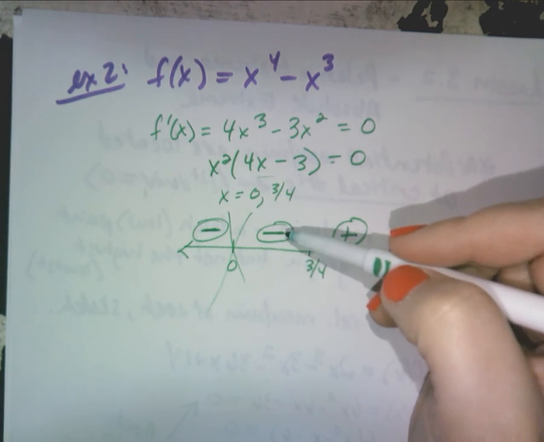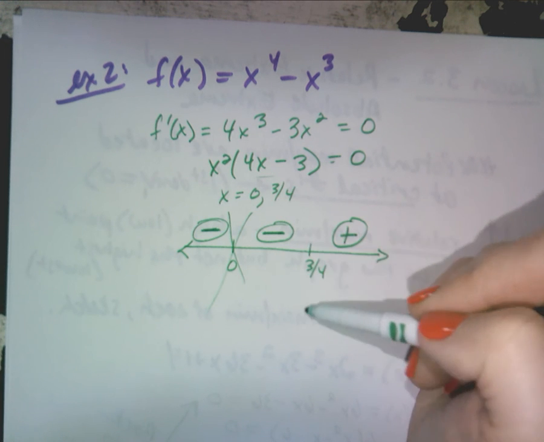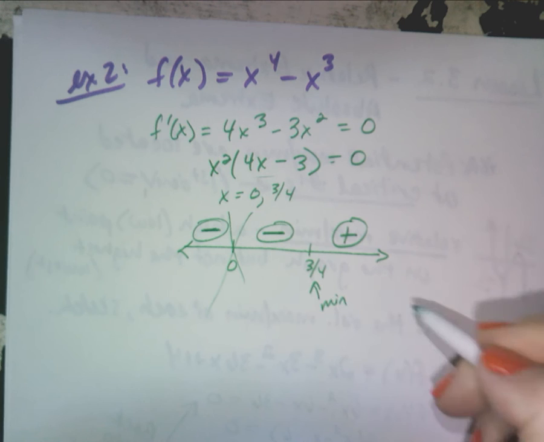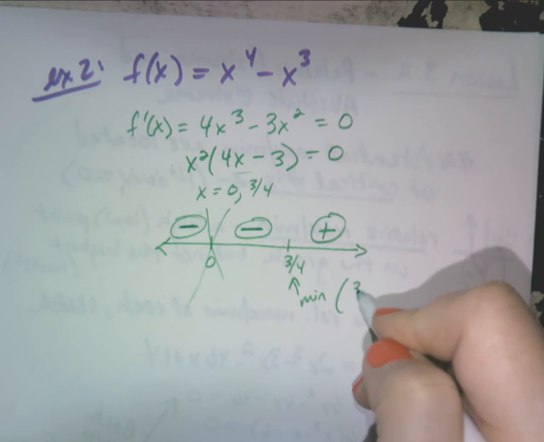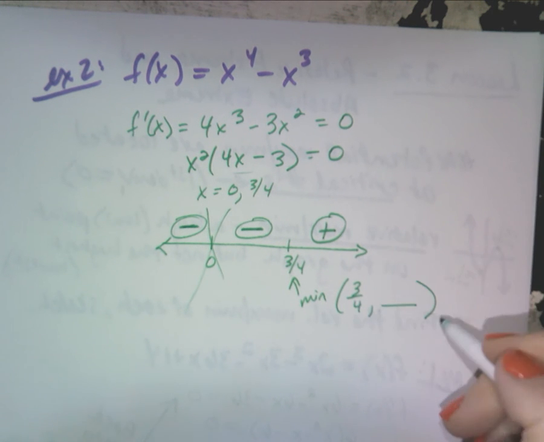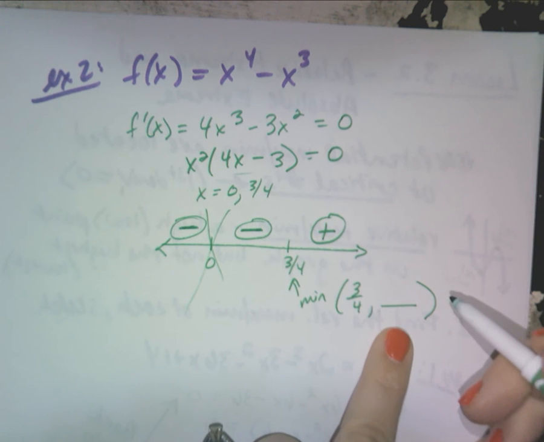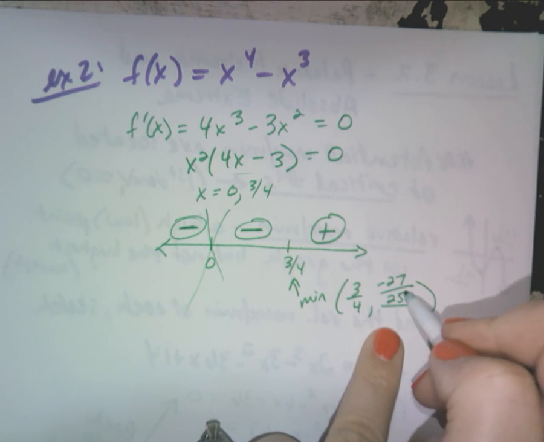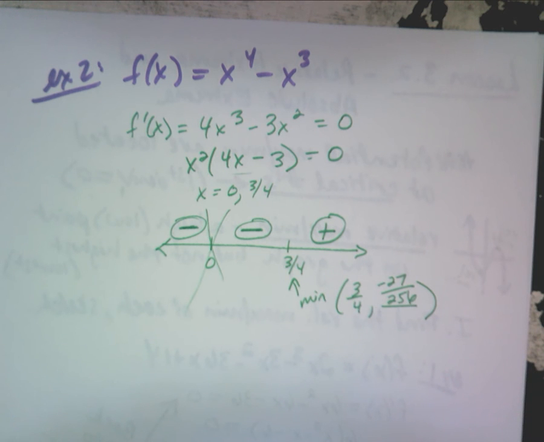Okay, but now we're going decrease, increase. So this is a what? Min. You're going to find the actual y value. So it'd be 3/4 comma something. I'm actually going to save you time and find it for you. It's negative 27 over 256. Easy.